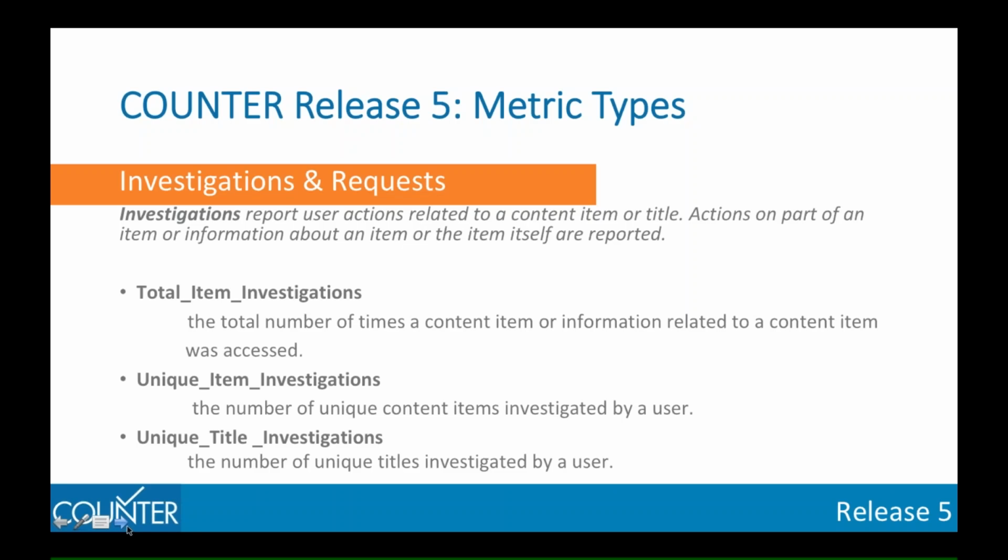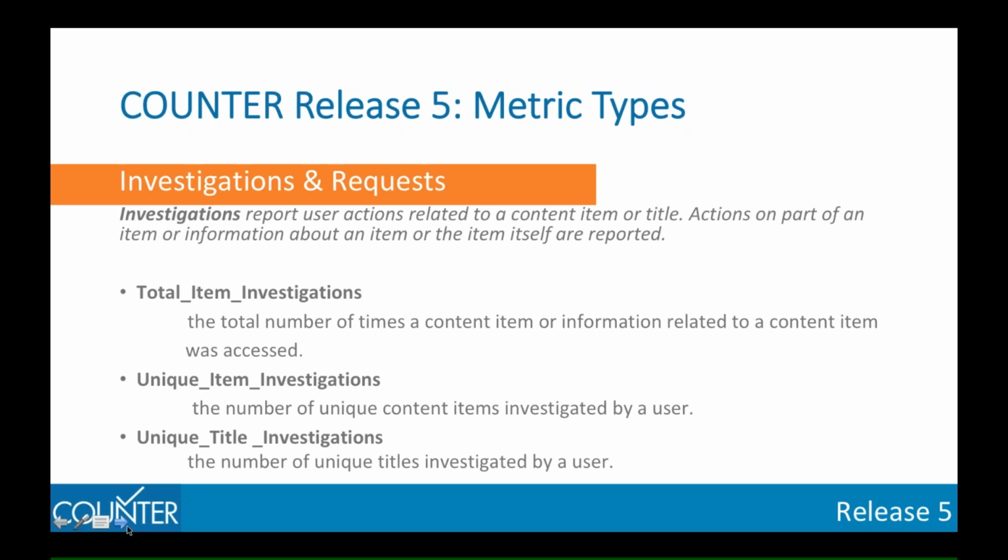So how do those metric types divide into each section? We mentioned investigation and request, and what are those? What's the investigation and what's the request? Investigation is intended to measure user expression of interest in an item or a title. Investigations report user action on part of an item or information about the item, or it could be the item by itself. For example, an abstract is a portion of the whole content, and viewing the abstract is one of the investigation metrics. By the same token, if you are seeing the full text content, that could also be an investigation.